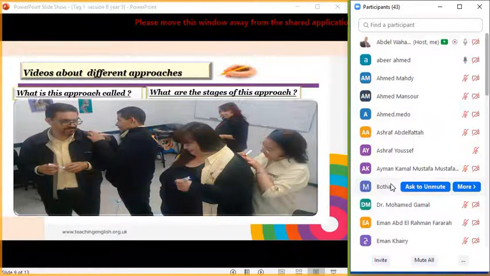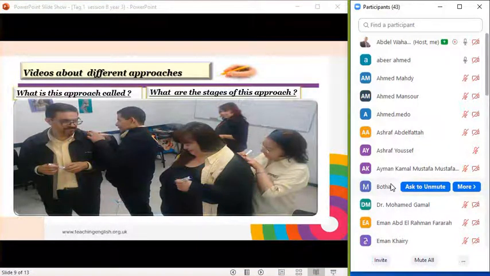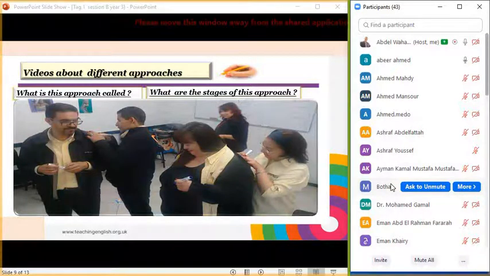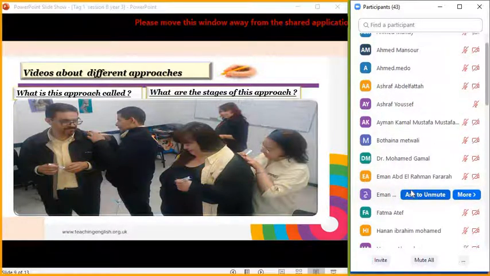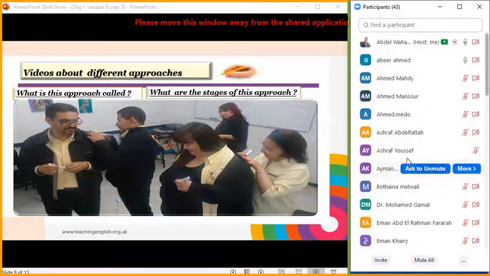I think it's a TBR approach. TBR, okay. And I think it depends on the learner's reactions. Maybe they depend on their reaction. Is there an idea? Who can speak? Thank you, Miss Abir.